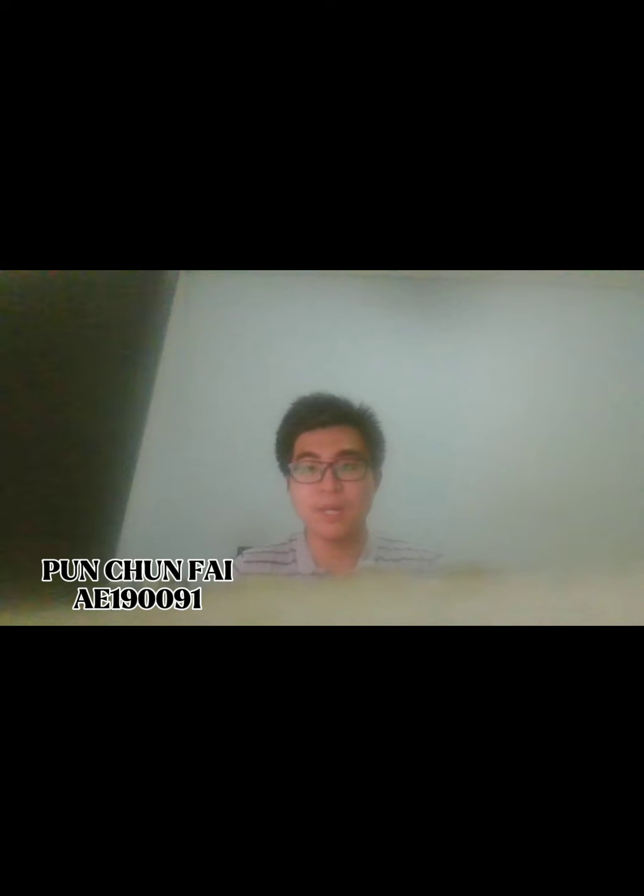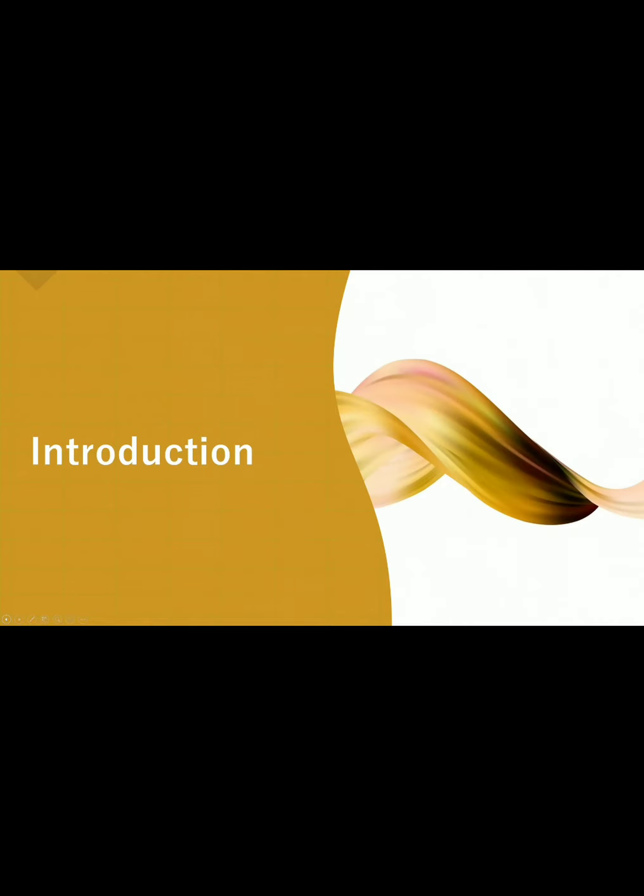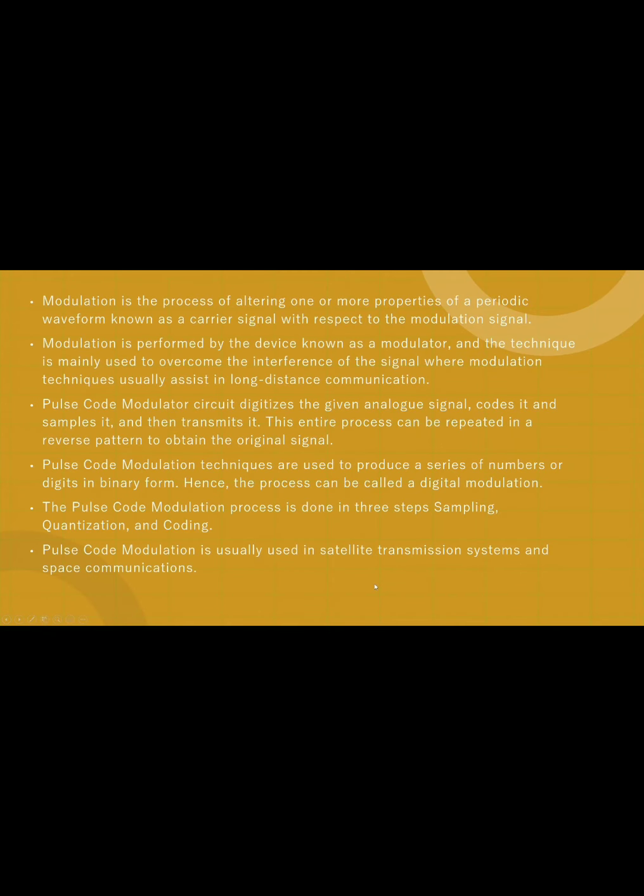In my segment of the video, I shall be giving a brief presentation on the introduction and Part A of the PBL2. Firstly, I shall give an introduction to PBL Activity 2. Modulation is the process of altering one or more properties of a periodic waveform known as a carrier signal with respect to the modulation signal, which contains the information to be transmitted. Modulation is performed by the device known as a modulator, and the technique is mainly used to overcome the interference of the signal, where modulation techniques usually assist in long-distance communication, as they can go quite far.